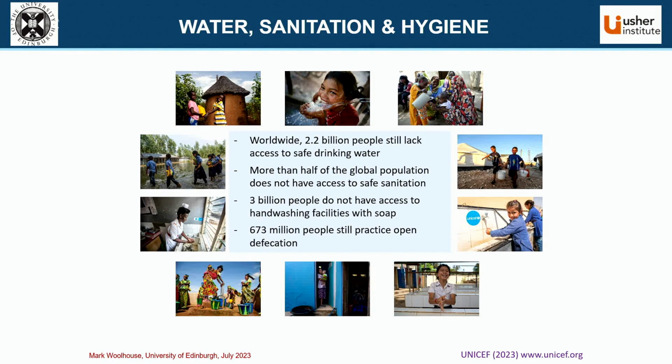What that makes you think of is WASH: water, sanitation, and hygiene. For those in the audience who aren't familiar with these data, I think they're worth running through. Worldwide, over 2 billion people still lack access to safe drinking water. More than half the global population doesn't have access to safe sanitation. 3 billion people don't have access to hand washing facilities with soap, and hundreds of millions of people are still practicing open defecation. It's not surprising that we live in a world where once resistance gets into the bacterial populations, it's going to spread, and that's what it appears to be doing.